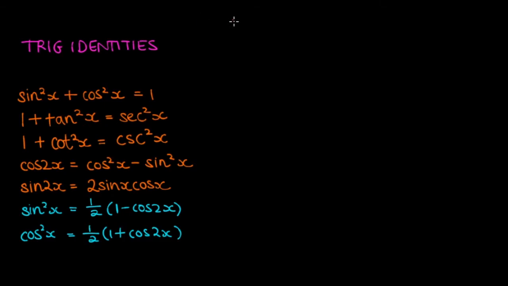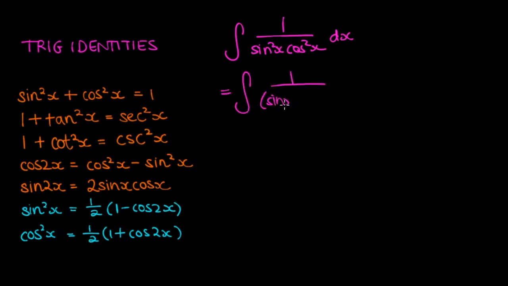Okay, next we have the integral of 1 over sine squared x cosine squared x. And what we need to pay attention to in this example is the similarity between the denominator here and the right hand side of this identity. So if we rewrite this integral as the integral of 1 over sine x cosine x in brackets squared, then we can rearrange this identity for sine x cosine x and then plug in what we get.